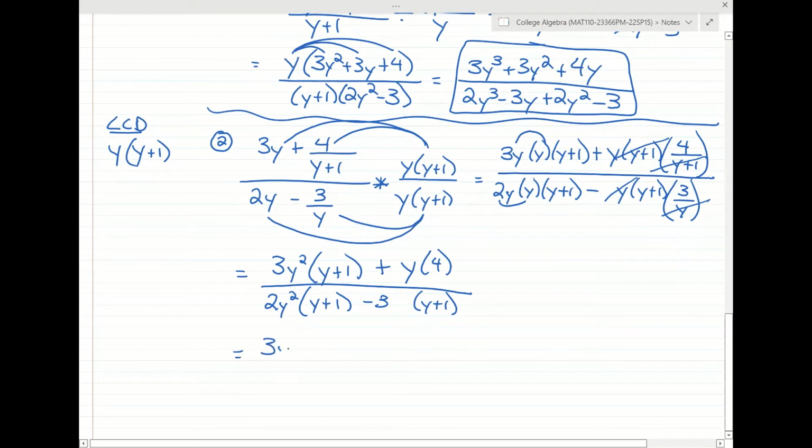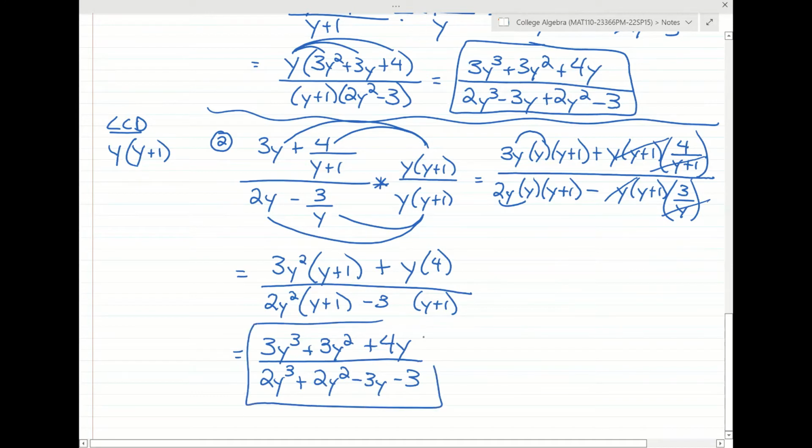So it'll be 3y to the third plus 3y squared plus 4y divided by 2y to the third plus 2y squared minus 3y minus 3. This is exactly the same thing as what we got before. I know it's complicated. There's a lot going on here.